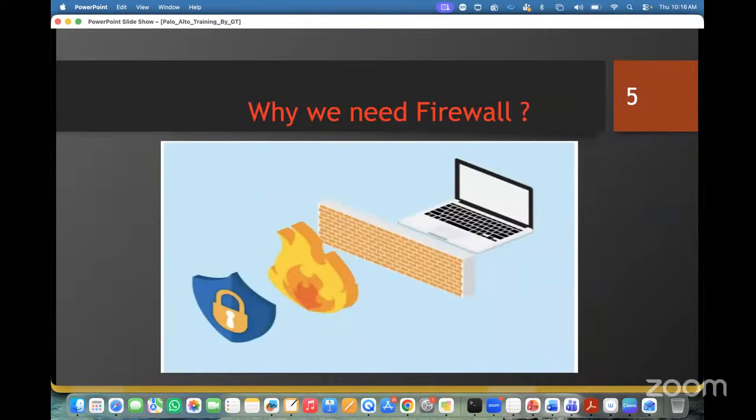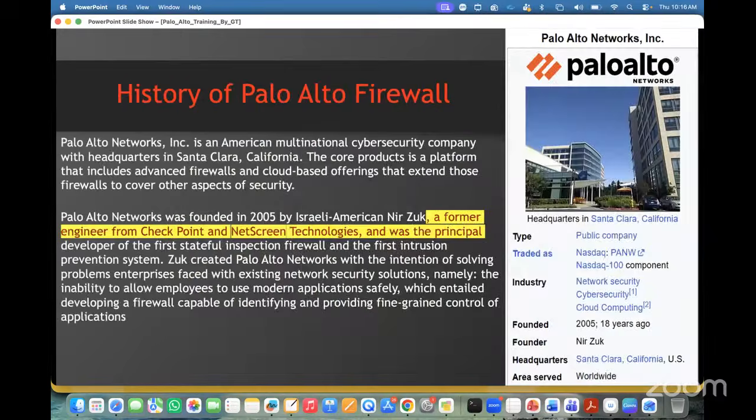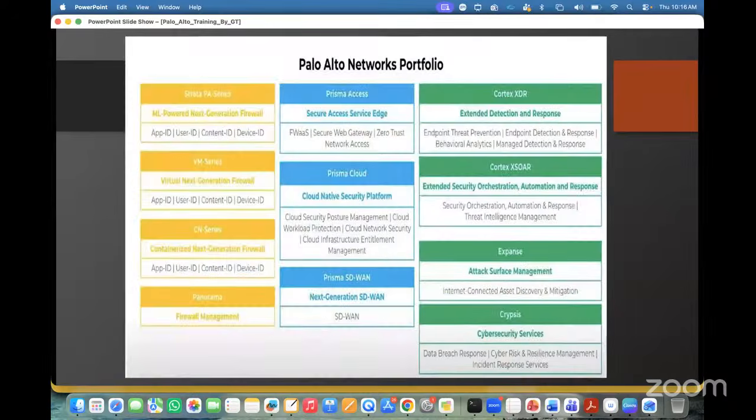All right, so we'll discuss why we need a firewall. But before I jump into why we need a firewall, let me talk about the Palo Alto product portfolio. That also we have to discuss. There are a lot of products available in the Palo Alto portfolio, and you can see we have the Strata PS series, the Prisma Access, and the Cortex XDR. These we are not going to discuss in our session.